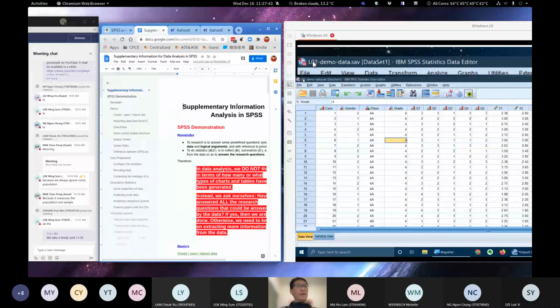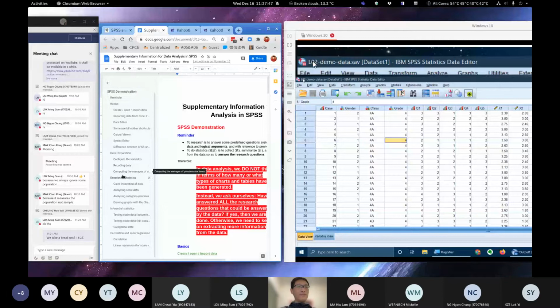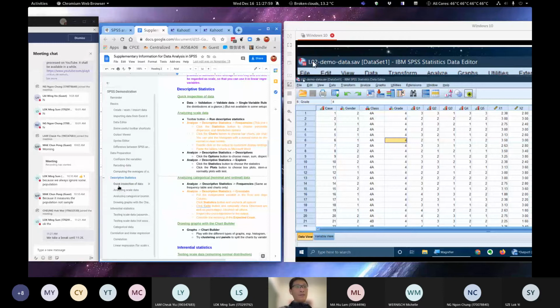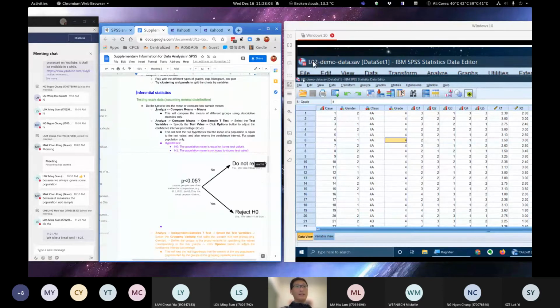Last time, we already went through the descriptive statistics session in this document, and from there, you know how we do the descriptive statistics in SPSS. Now this time, I want to move further to talk about the inferential statistics here.